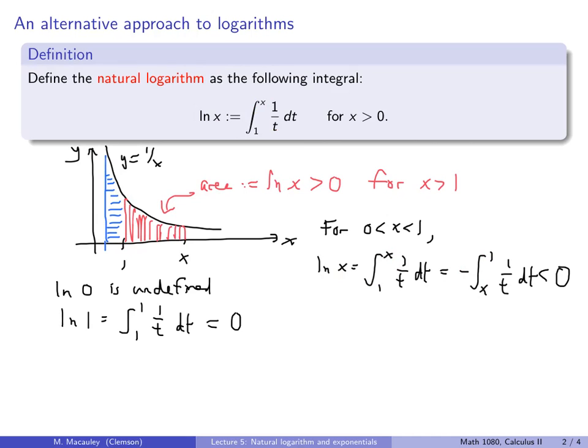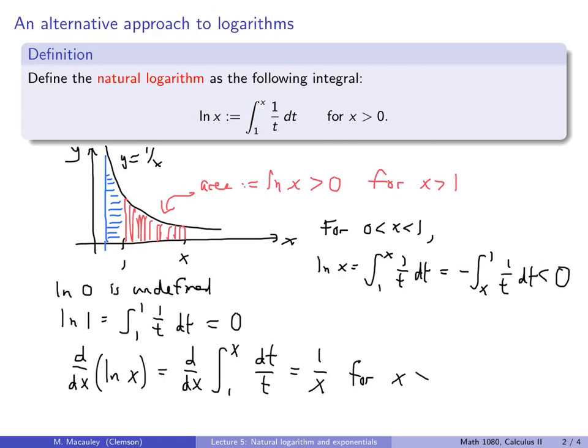And finally, the derivative. One really nice effect of using this definition is that the derivative of the natural log of x, as we'll see, is going to follow right from the fundamental theorem of calculus. So the derivative d/dx of the integral from 1 up to x of dt over t, by the fundamental theorem of calculus, the derivative and the integral are inverse operations. So this is just equal to 1 over x for x greater than 0.